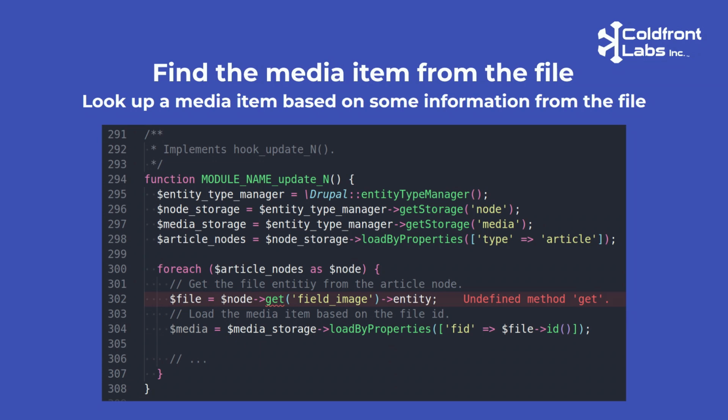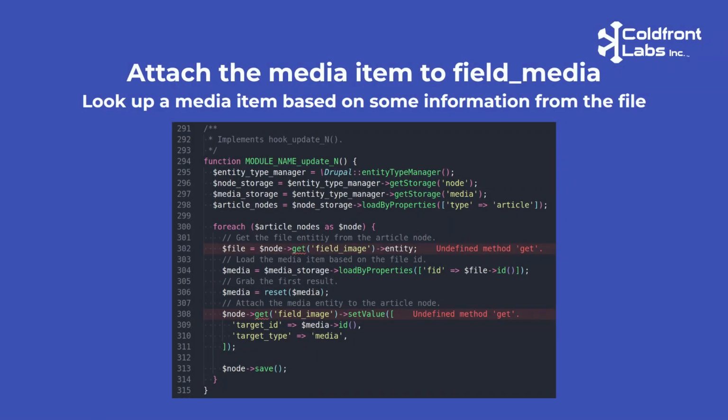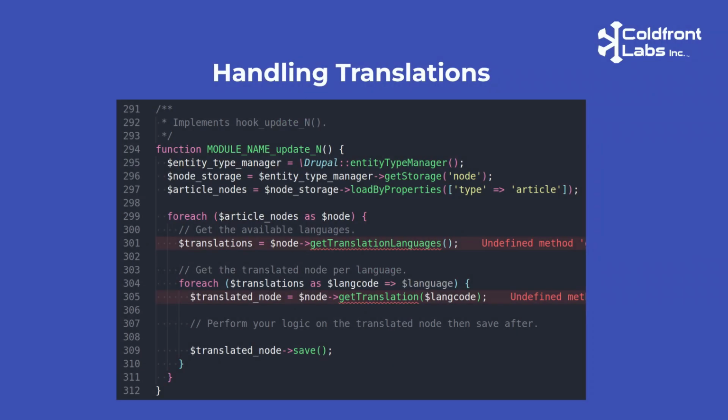Here we can see that we are now taking the file ID from the field image, and then we're using a load by property so we can search for that file from the media item. Then once we get the media item, we can take the media ID, and this is where we actually attach it to the new field for the media item.